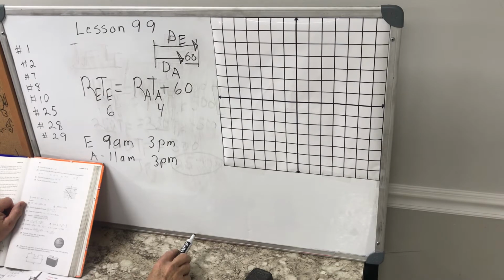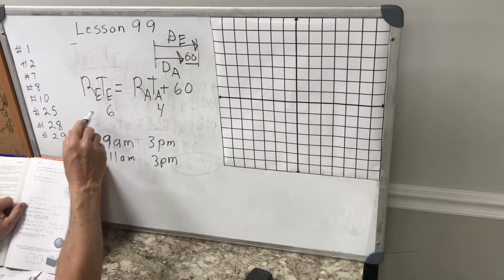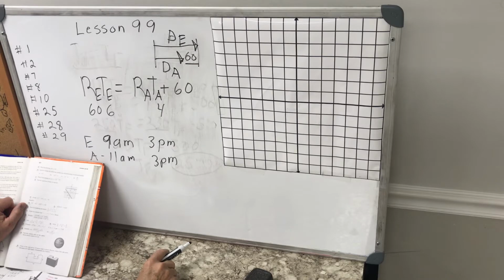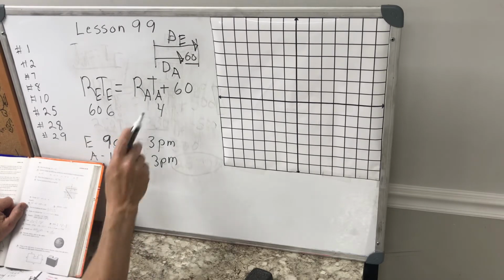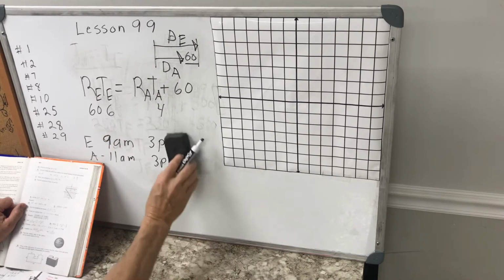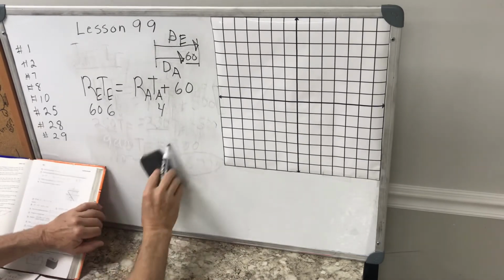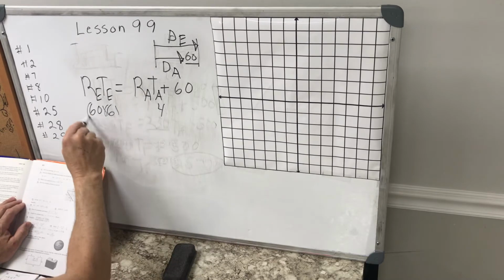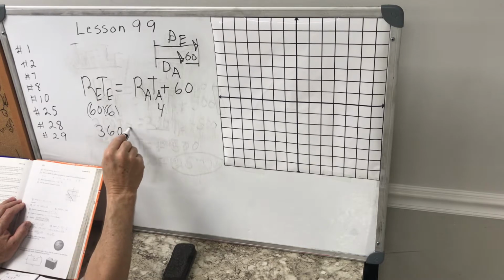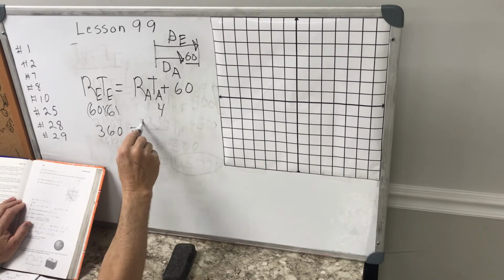What are our rates? Eleanor started out at 60 miles per hour. So here we go. Eleanor started out at 60 miles per hour, and it doesn't tell us how fast Alexi was going. Okay, so we have 3 out of the 4. That's what we always look for. We'll begin to solve this. I'm going to erase this to get me some room here. In other words, we have 60 times 6. They are side by side. 60 times 6 is 360 equals 5 RA.